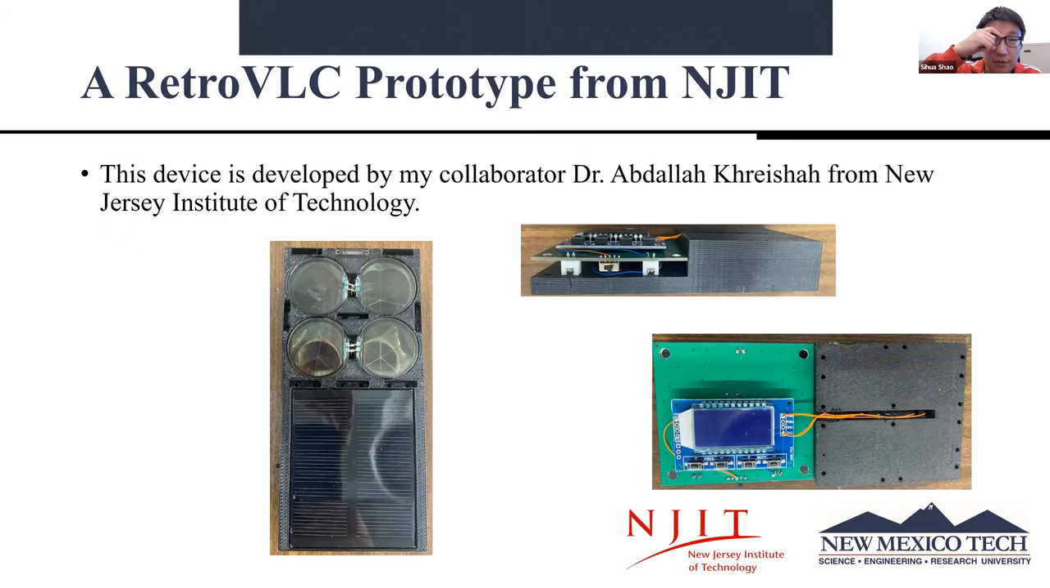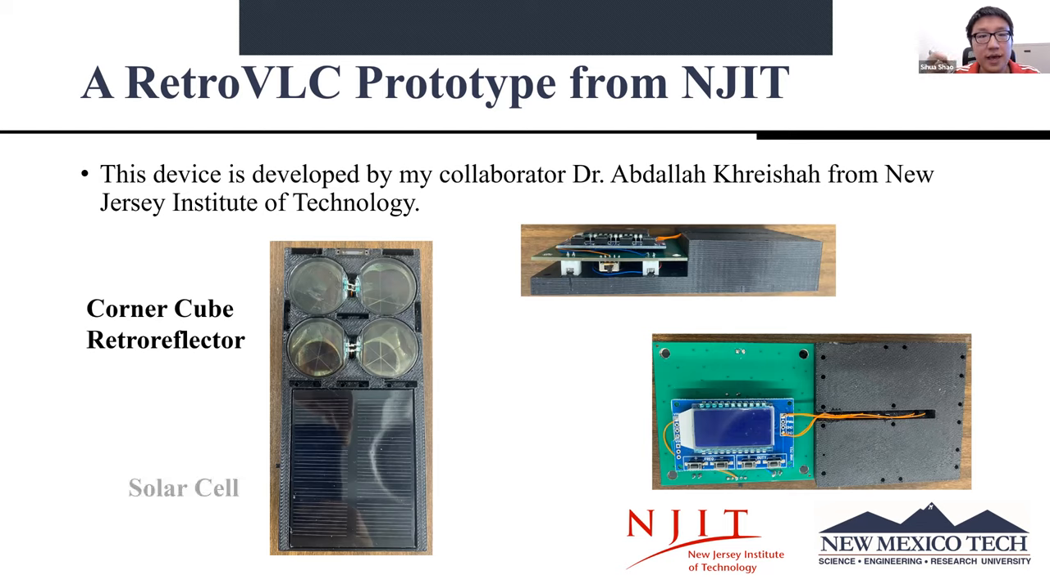One other prototype was developed by my collaborator, who is also my PhD supervisor from New Jersey Institute of Technology. This tag uses the corner cube retroreflector instead of the retroreflecting material on the stop sign. The corner cube will provide stronger reflected light because it's a regular shape. And it includes a solar cell to harvest the energy. The harvested energy will drive the driver circuit, and the driver circuit will turn on and off the LCD shutter. It is currently placed on top of the corner cube retroreflector. So the driver circuit turns on and off these LCD shutters to send the signal up.